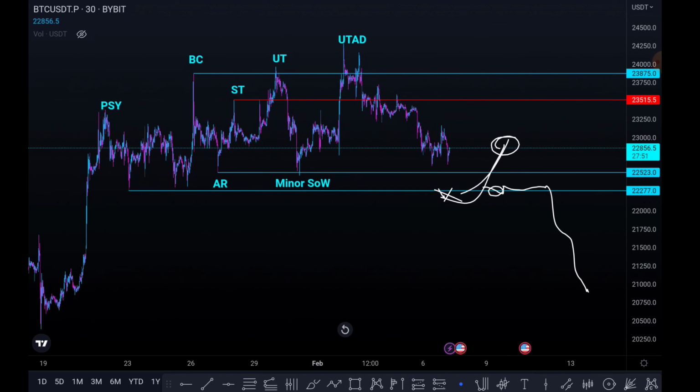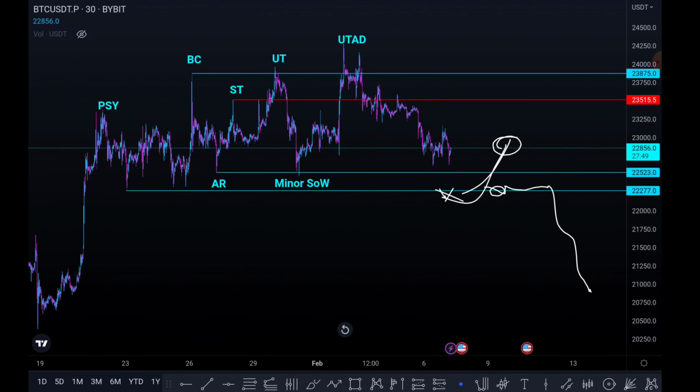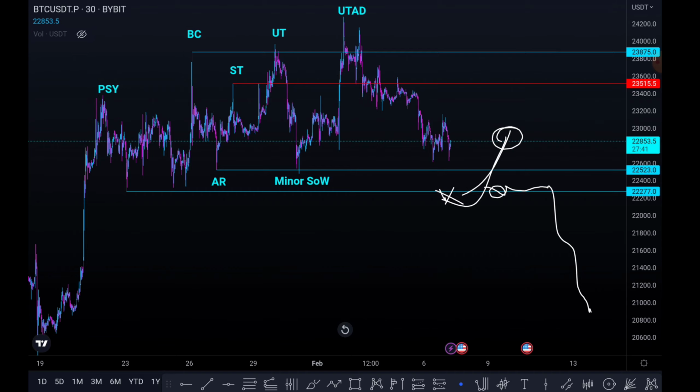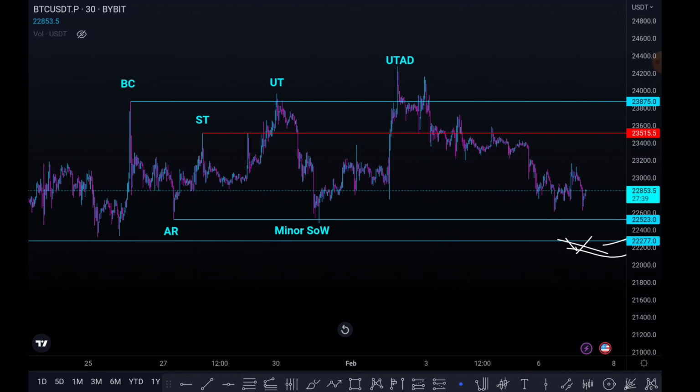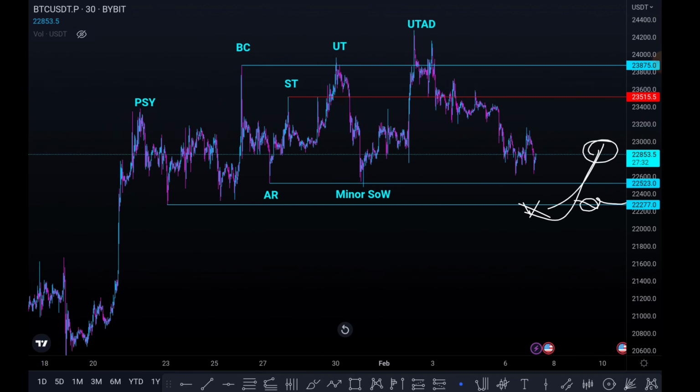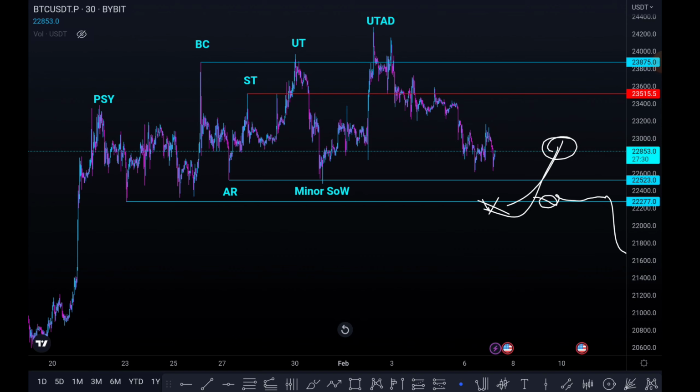It is very rare to see a UTAD after a minor sign of weakness, but it happened, and I would still consider it a valid Wyckoff. However, it is really rare to see a minor SOW that will wick the automatic rally and then go on to sweep the UT. It's very rare. However, first time for everything, right?